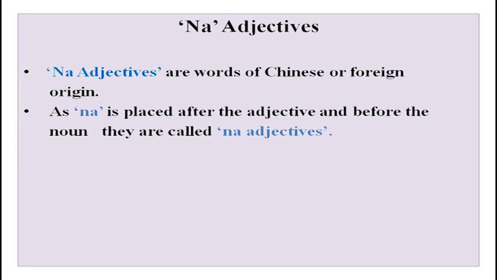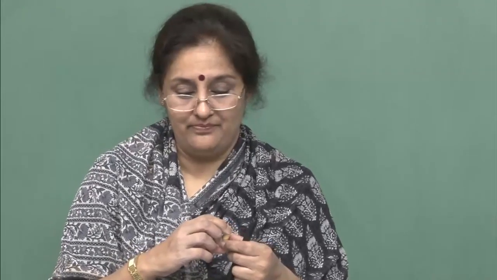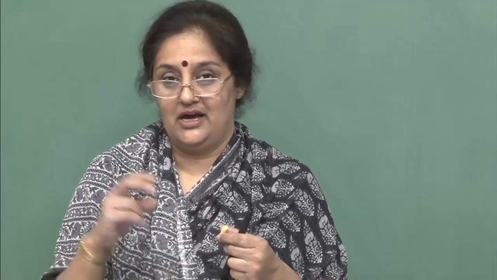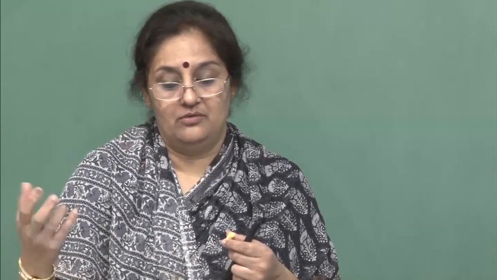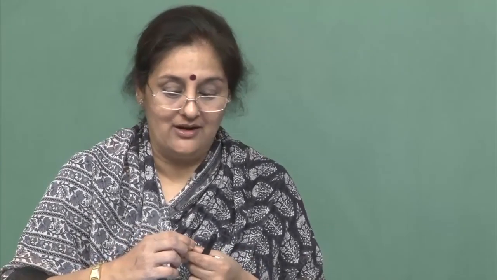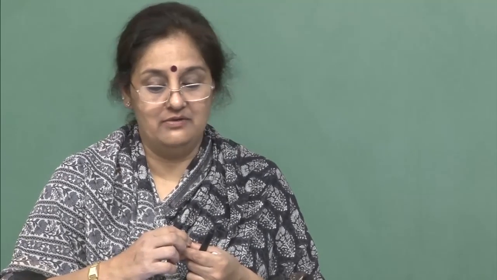Well, we are going to do na adjectives now. I adjectives, as I told you earlier, are all words ending in I. They are Japanese words, but na adjectives are words of Chinese or foreign origin. You have to please remember that. And why they are like this is because most of the time these adjectives have two kanji characters, which are obviously Chinese in origin, and all I adjectives will always have a character and some hiragana.